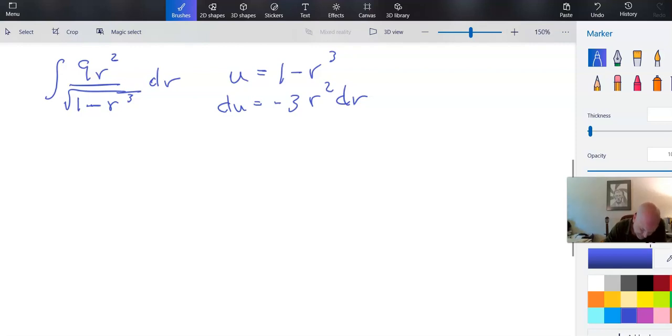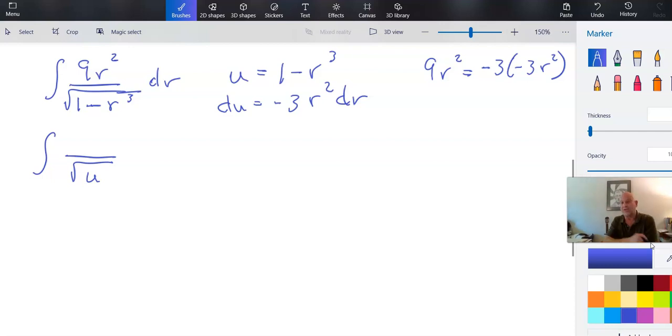Let's see, we're going to have to manipulate this. So I think the denominator is probably pretty straightforward. That's going to give me the square root of u. Okay, I can deal with the square root of u. Now our dr. Now I want to point something out here. I have 9r squared. What I need is a negative 3r squared. Notice that if I have negative 3 times negative 3, that gives me a 9 also.